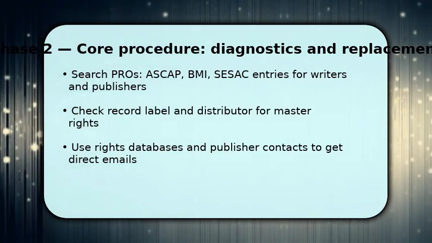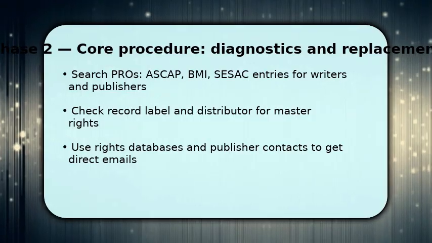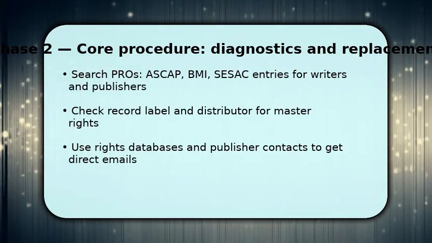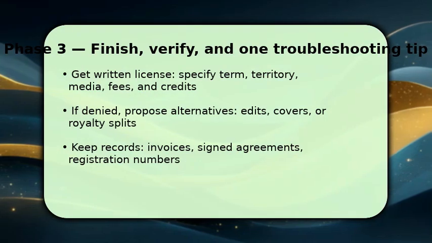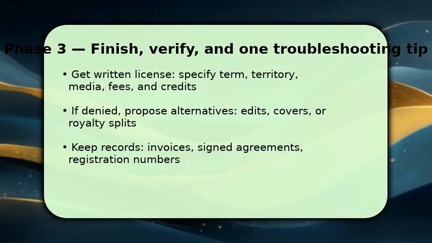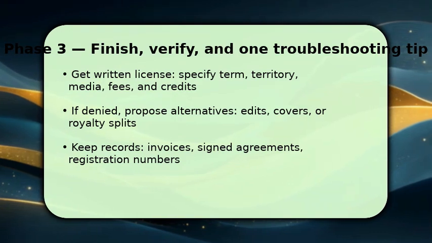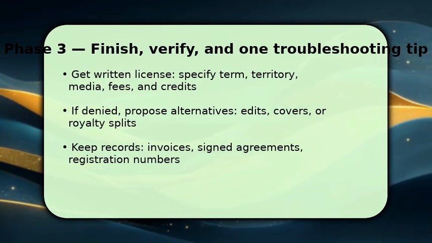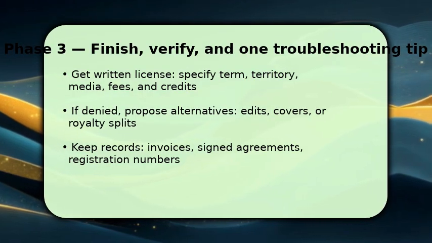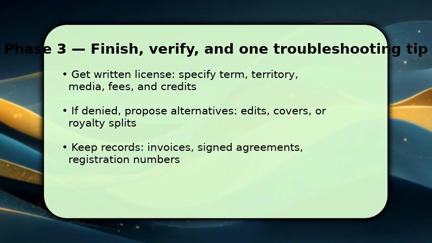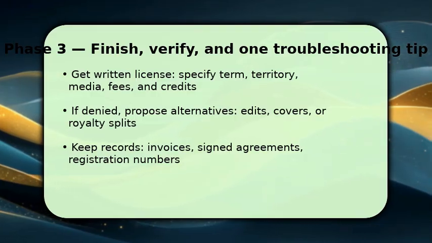When you reach out, state exact usage, duration, territory, and budget. A clear request speeds replies and reduces back and forth. After contact, negotiate terms. State term length, territory, media, fee, and crediting, then get a signed license before using the track. Once the agreement is signed, verify payment methods and obtain invoice numbers and registration details so platforms won't flag it.